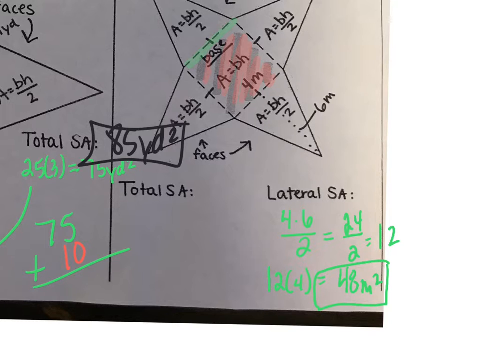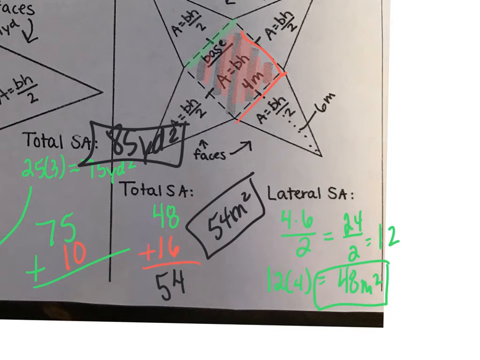Okay, now I take the lateral and I add in the red base, which would be 4 times 4, which is 16. And then I get 48 plus 16, which is 64. So I got 64 meters squared. How do y'all feel? Not too bad, right?